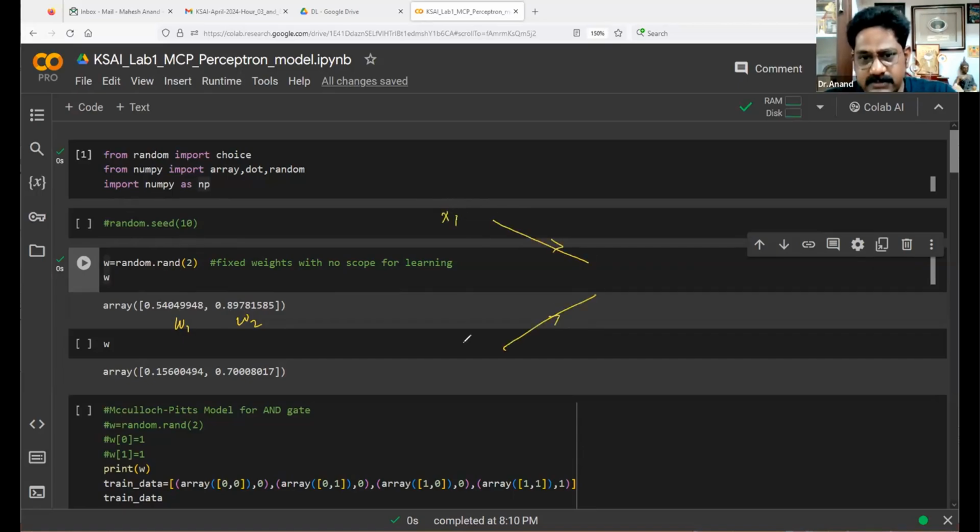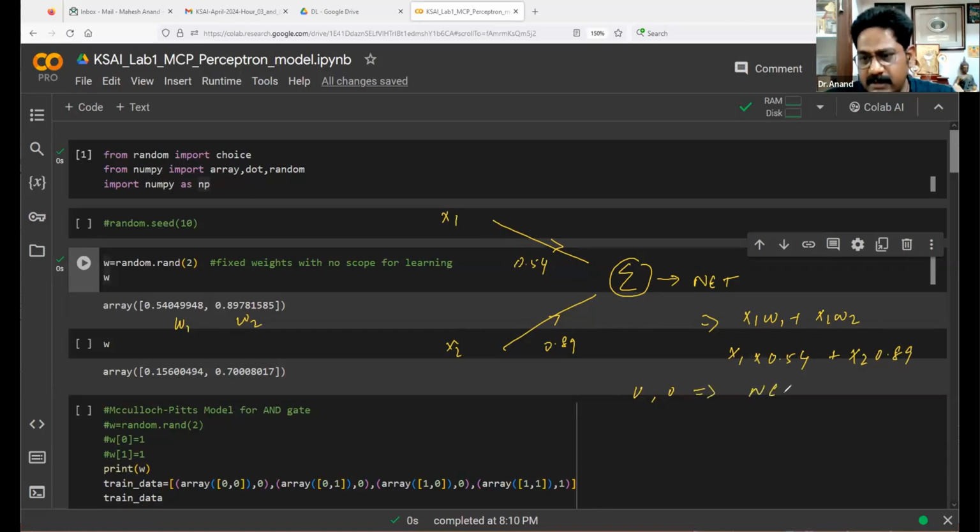So my inputs are two inputs, x1 and x2, with weights 0.54 and 0.89. Okay, this is the summing point. The summing point output is called net. What is the net over here? x1 w1 plus x2 w2. Since there is no bias introduced, it is x1 times 0.54 plus x2 times 0.89. So first I plug in 0, 0. When I plug in 0, 0, you get a net value of 0.